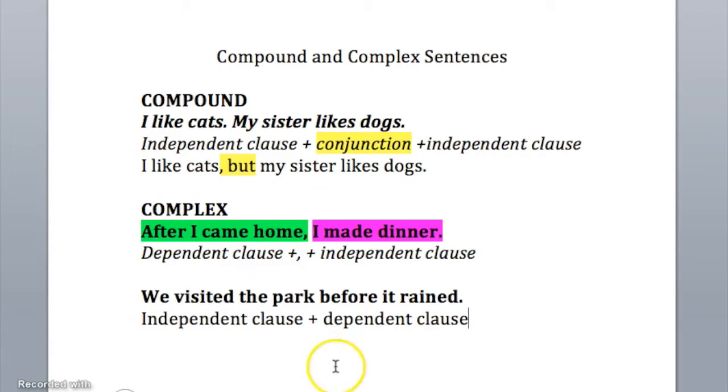We visited the park before it rained. So let's look at it. This part is the dependent clause: before it rained. Now, do we have a comma in there? No. No comma. So when the dependent clause goes first, that's when we need the comma. But if the independent clause goes first, then there is no comma.